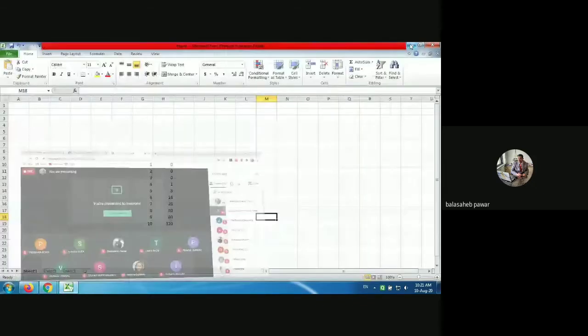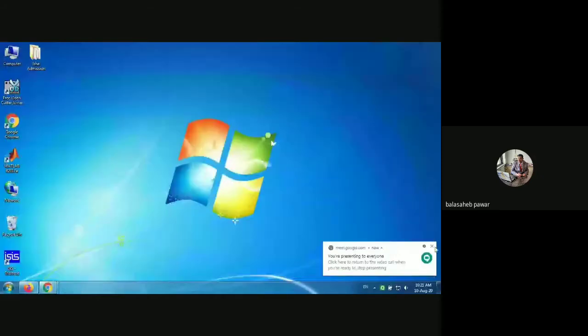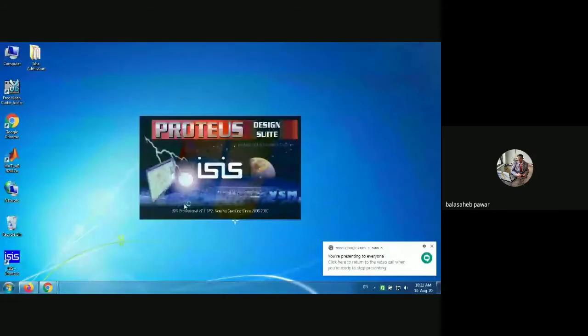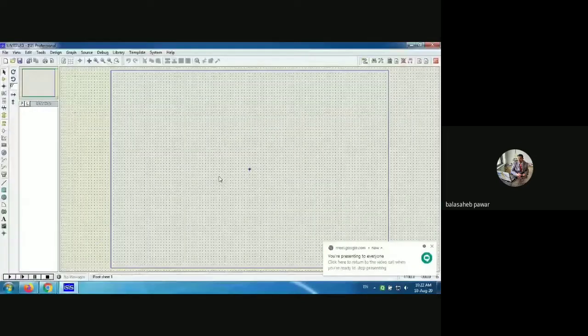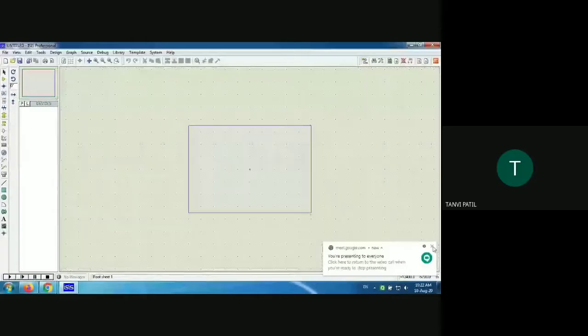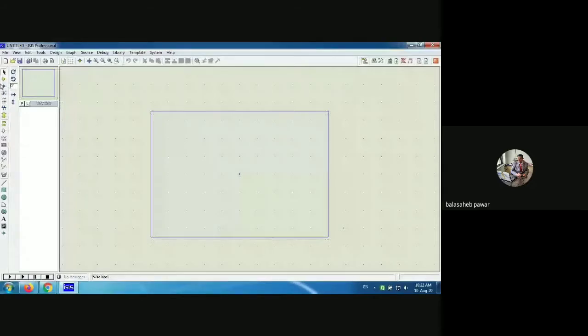Okay, so I will just run my Proteus. Is my screen visible? Yes, sir. Okay. So if you have a notebook and pen, whenever I suggest, just note down a few points.